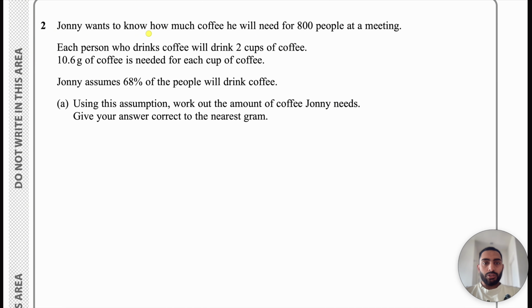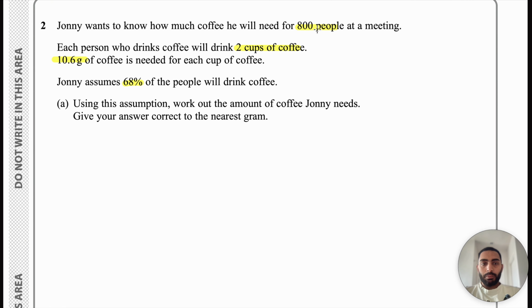Question 2. Johnny wants to know how much coffee he will need for 800 people at a meeting. Each person who drinks coffee will drink 2 cups of coffee. 10.6 grams of coffee is needed for each cup of coffee. Johnny assumes 68% of the people will drink coffee. Using this assumption, work out the amount of coffee Johnny needs. Give your answer correct to the nearest gram.